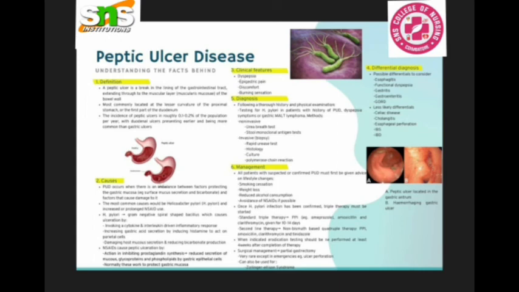So these are the things we know about peptic ulcer. I think it is very useful. If you think you have peptic ulcer symptoms, you can learn about all these things and use diet modification to reduce your peptic ulcer disease. Thank you.